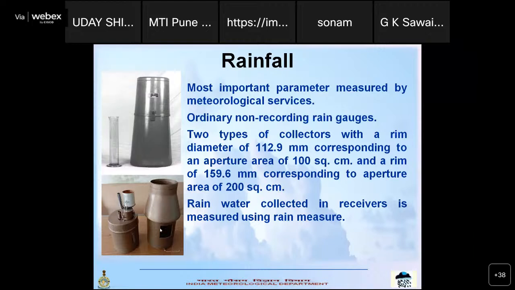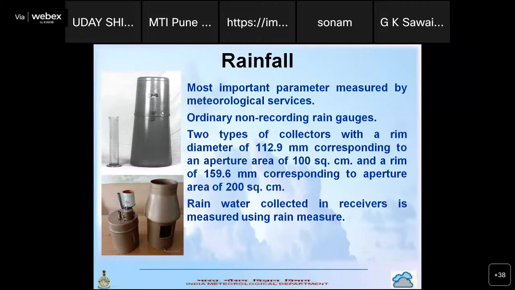Whatever rainfall is collected in this funnel-type opening area goes through one pipe into a chamber, and the chamber has a float. Whenever water enters the chamber, the float height increases. The float is connected to a vertical rod, which is also connected to one horizontal pen arm. As the float rises, the pen arm also comes up, and the exact reading will be recorded on this rainfall chart.